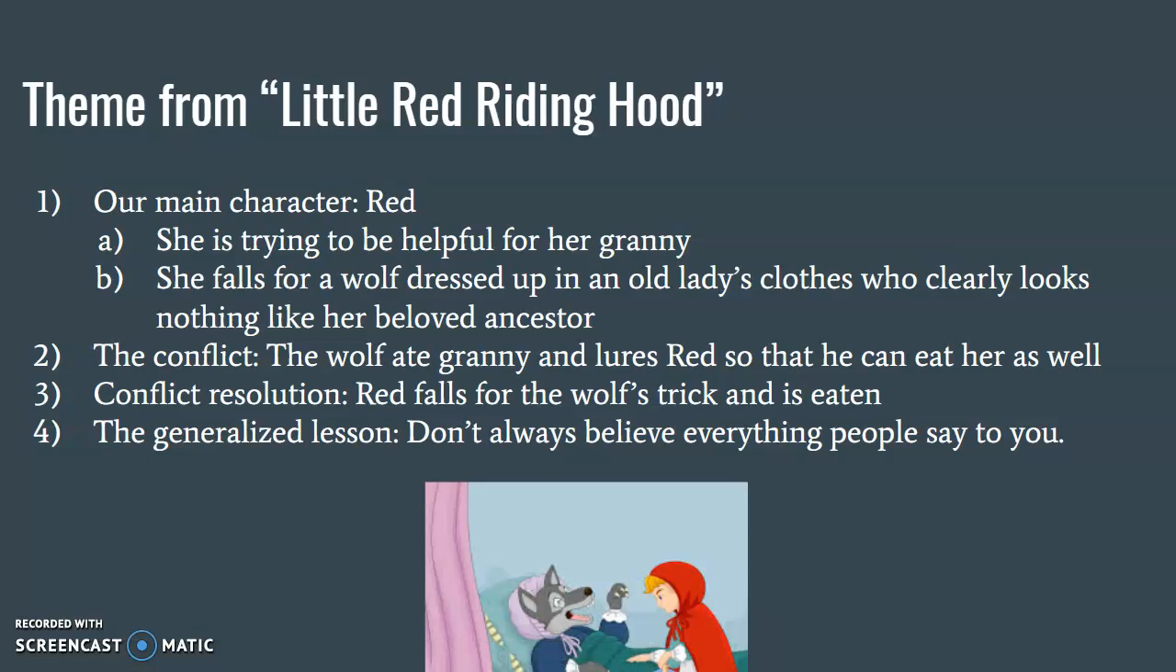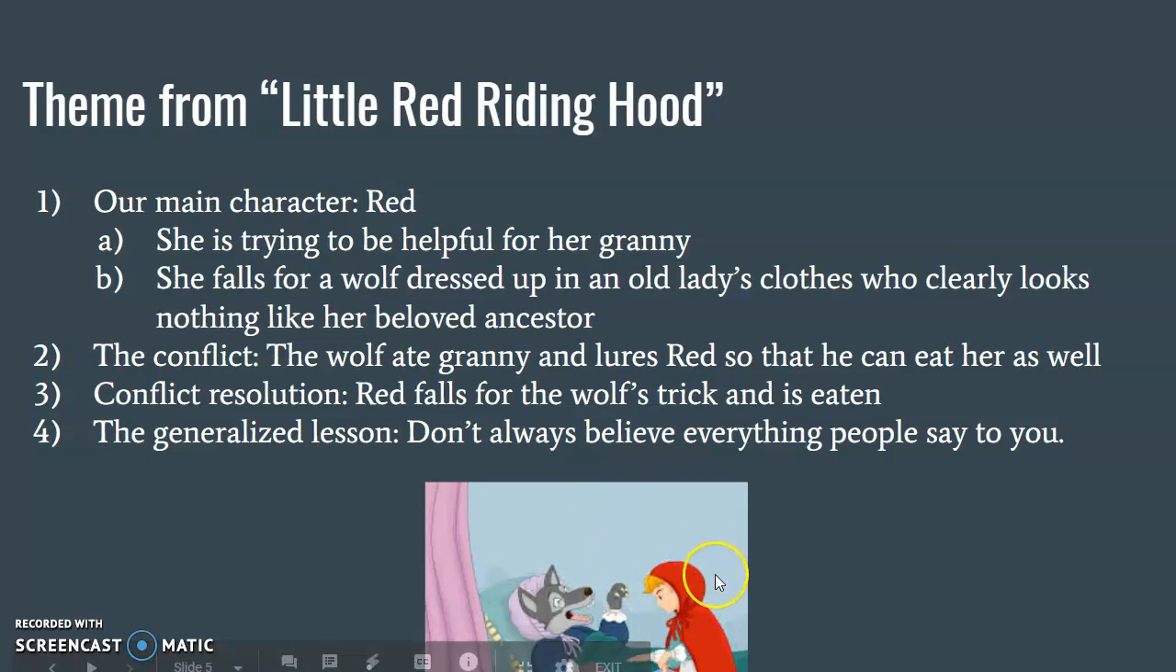So we know that about her. But then we see kind of the downside of Red. She falls for a wolf that's dressed up in an old lady's clothes. I mean, this does not look like her grandma. Surely she's seen her grandma before. But she still falls for this wolf dressed up just because he has her clothes on. So the conflict is that the wolf ate Granny and is now luring Red in so that he can eat her as well. The conflict resolution, unfortunately it's kind of a bad resolution, is that Red falls for it and she's eaten as well. There's some different versions of this story, but we'll stick to that one for right now.